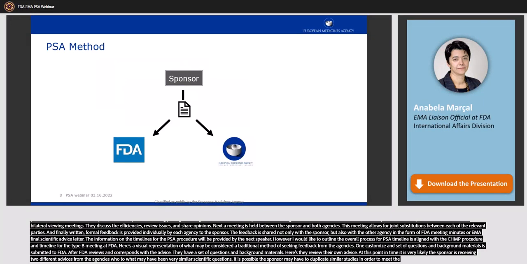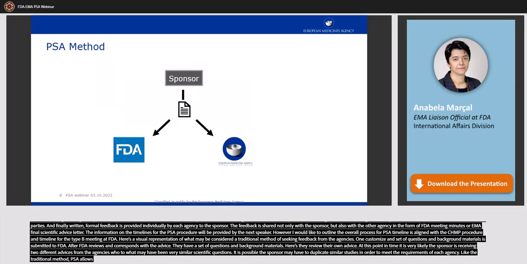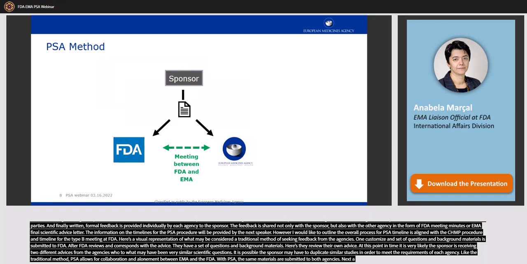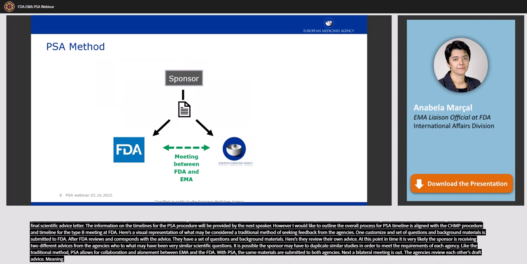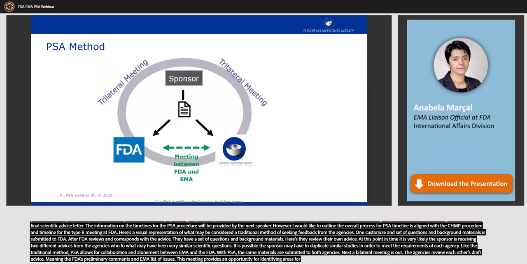Unlike the traditional method, PSA allows for collaboration and alignment between EMA and FDA. With PSA, the same materials are submitted to both agencies. Next, a bilateral meeting is held where the agencies review each other's draft advice, meaning the FDA's preliminary comments and EMA list of issues. This meeting provides an opportunity for identifying areas for harmonization or divergence.